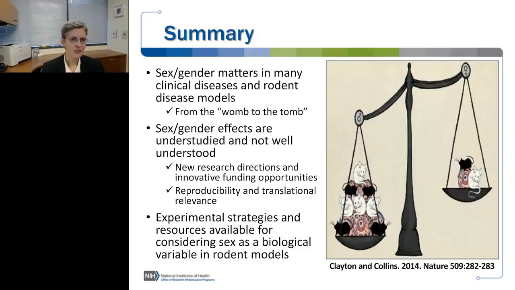Also, looking at sex and gender effects goes to the question of reproducibility and translational relevance. If you don't know the sex of the animal, how are you going to reproduce the study and the findings? If you don't know what the male to female ratio is in a pooled analysis, again, how are you going to replicate those findings? And how are you going to continue on to apply it to clinical patients? And then lastly, I want to emphasize that there are experimental strategies and resources available to all of you for considering sex as a biological variable in rodent models.